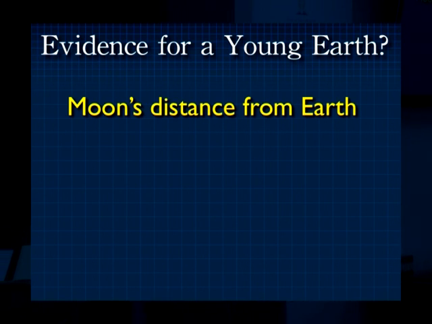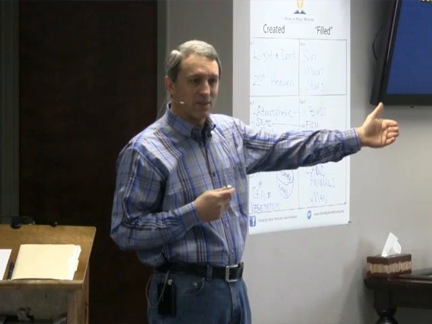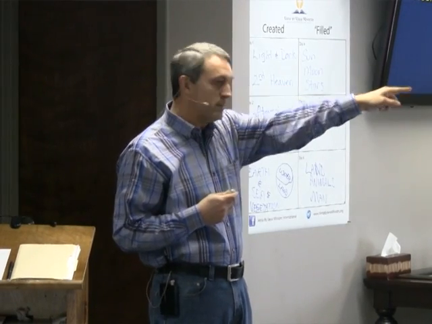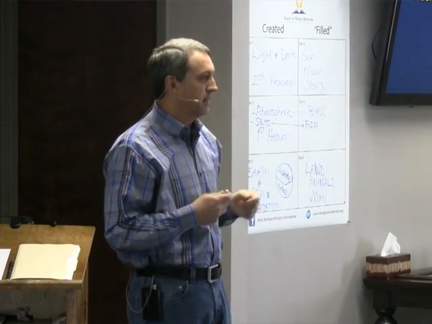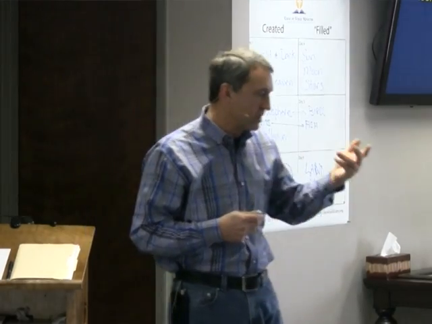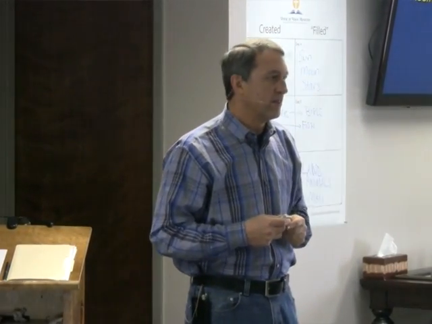We can look at the moon's distance from the Earth. That's a very easy thing to measure now that we have a reflector that we put out there when the men went to the moon. We can shine a laser beam off that reflector and it bounces back to the Earth. We can time that with precision, and we can see exactly how far the Earth is from the moon.